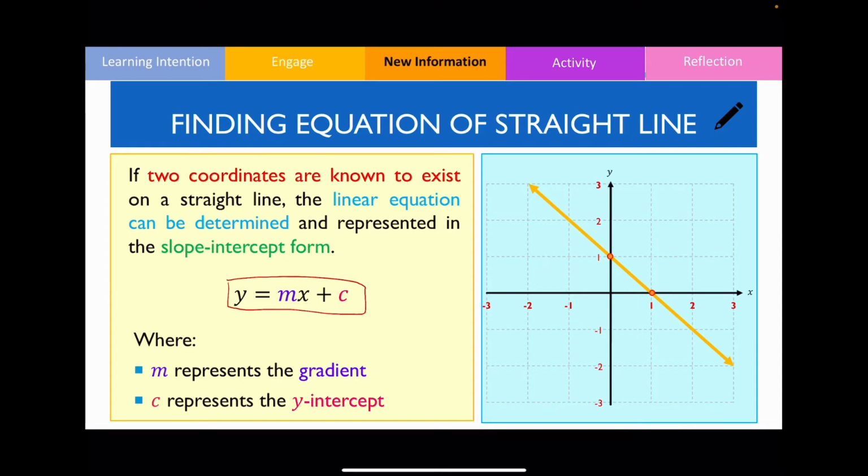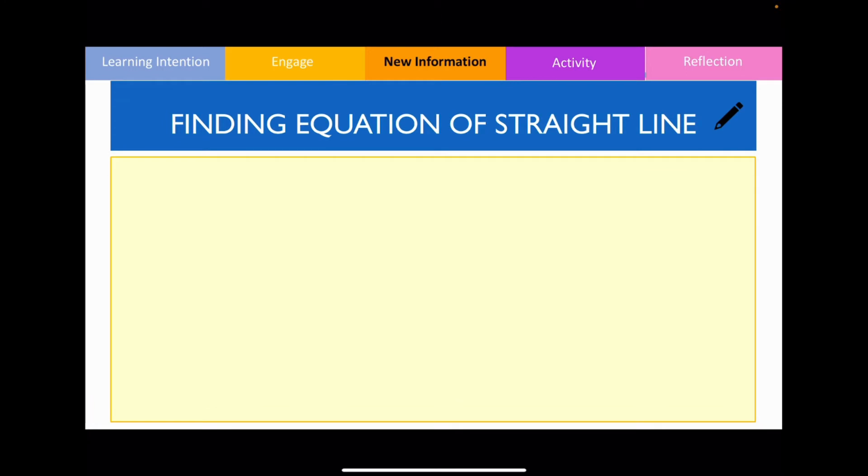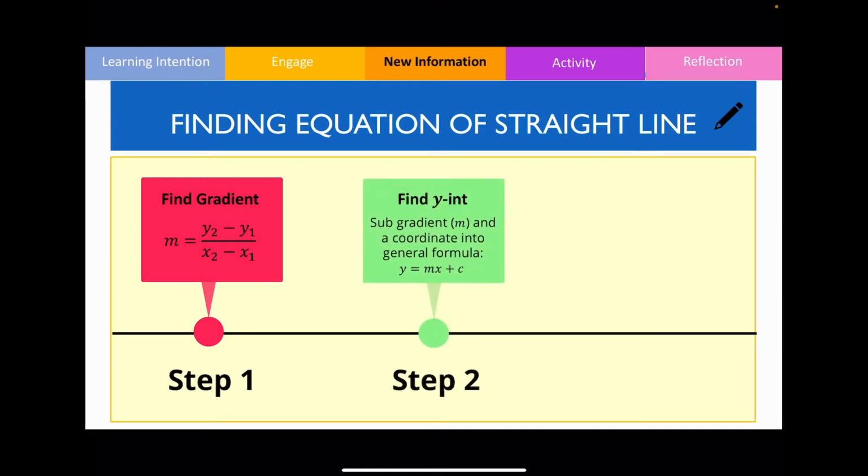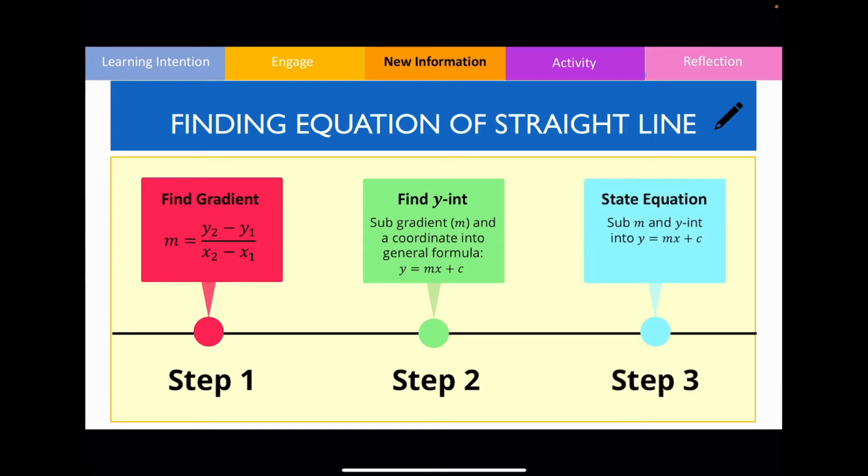In order for us to find out what is the equation of the straight line, we're going to follow these steps in the following order. The first step is to find out what is the gradient, and the gradient can be determined by using this formula that I'm showing over here. The second step is to therefore find out what is our y-intercept. And this is done by substituting your gradient as well as a coordinate into the general formula and solving for c. And lastly, plugging in all our values into the general form so that we've got the equation.